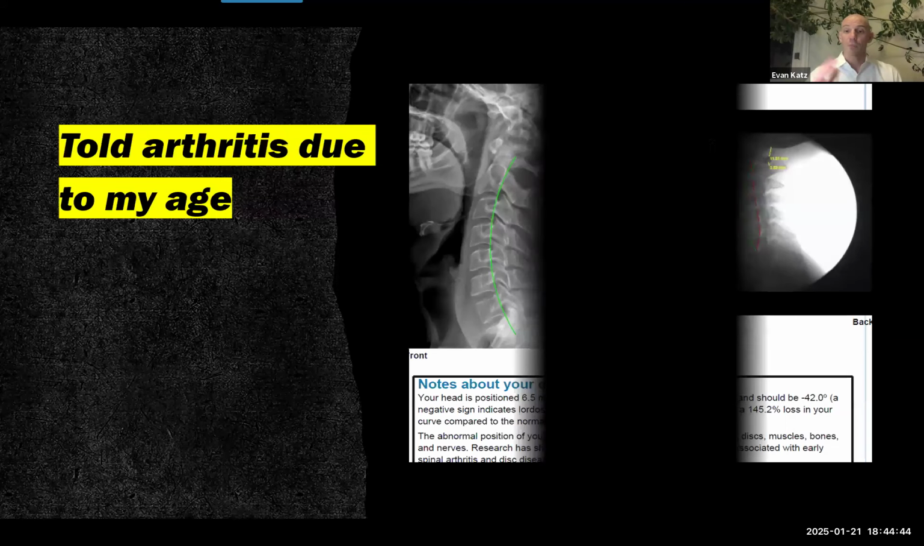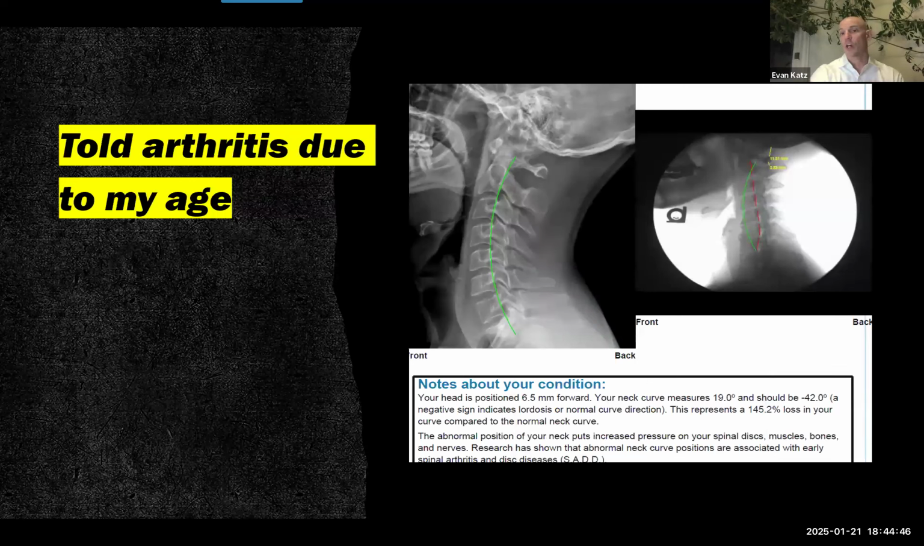So let's go over this one. Patient comes in and here's what we also have. Here's the normal to their normal. Patient comes in and they're like, I have neck pain with arthritis. And all the docs are telling me that arthritis is normal for my age. We all heard that, right? So you have this X-ray. What do you do? What do you say to these patients, right?